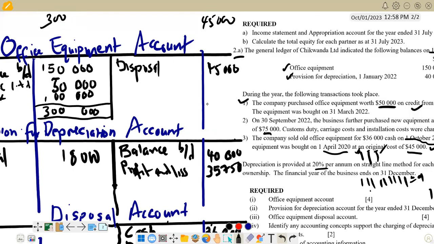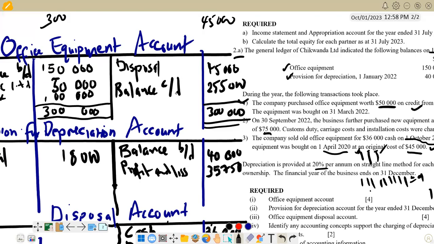Then we come here again. We also have 300,000. Then we subtract the 45,000 on the credit side to get the balance, which is 255. So here we've got 255, and this becomes our balance sheet. Right. So that's what we have there.